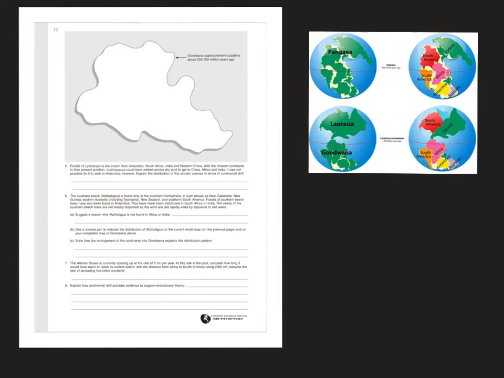Australia, that's this area here, right? Antarctica, southern tip of South America. But none can be found in Africa. So why can't we find any in Africa or India? India would be up here. Maybe this is India here. I'm not sure. Africa and India. So why not?